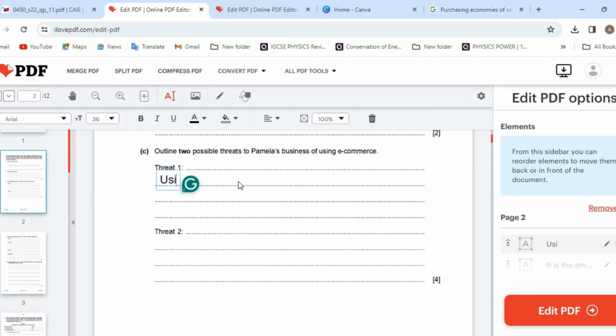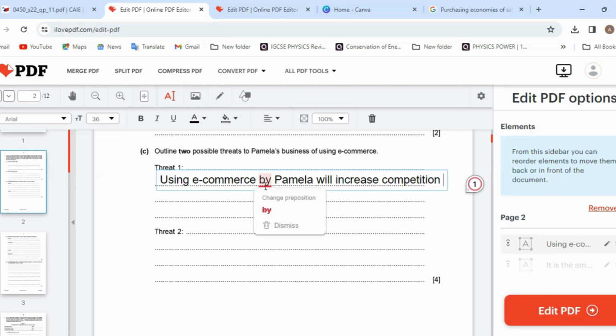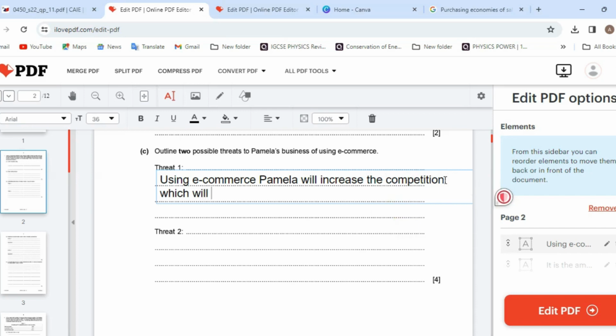Let's say using e-commerce by Pamela will increase competition, which will make it harder for her to calculate her competitive price. Now that is one.